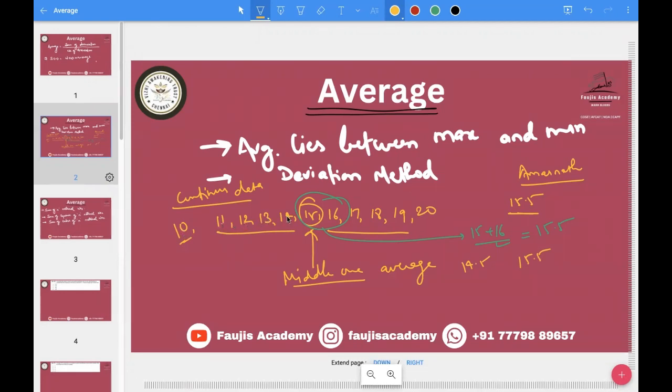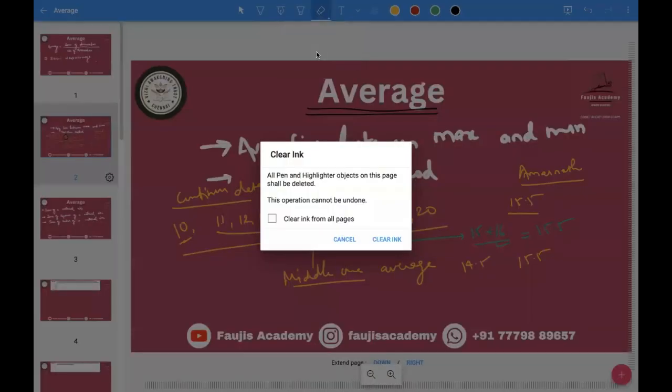1, 2, 3, 4, 5 observations here, and 1, 2, 3, 4, 5 observations from the left hand side and from the right hand side. Which one is the middle one? It is 15, Kaleshwaran. Is it clear, buddy? Apologies for my mistake if I made one.